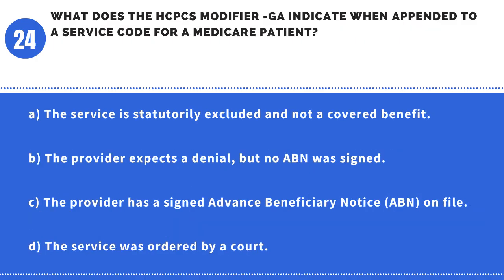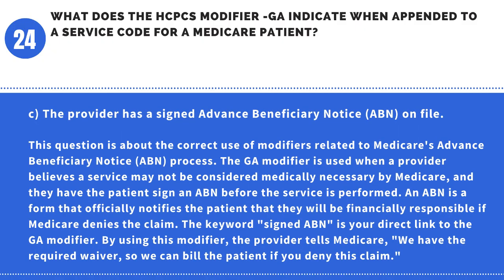Question 24. What does the HCPCS modifier GA indicate when appended to a service code for a Medicare patient? A. The service is statutorily excluded and not a covered benefit. B. The provider expects a denial, but no ABN was signed. C. The provider has a signed advance beneficiary notice, ABN, on file. D. The service was ordered by a court. Answer: C. The provider has a signed advance beneficiary notice, ABN, on file.